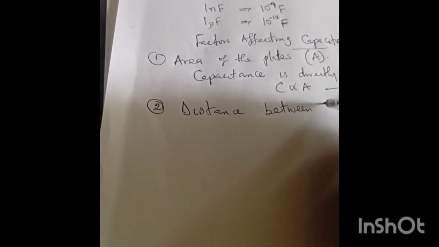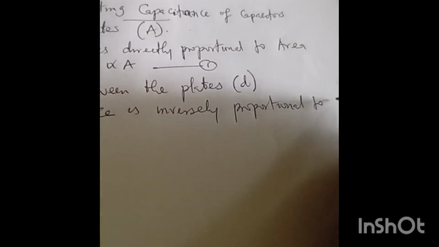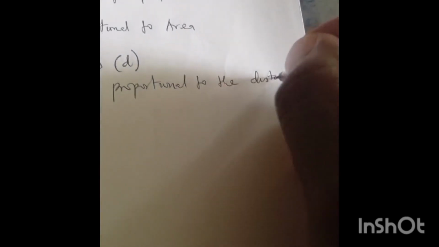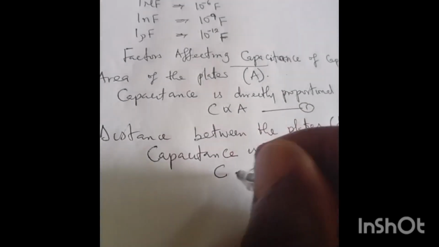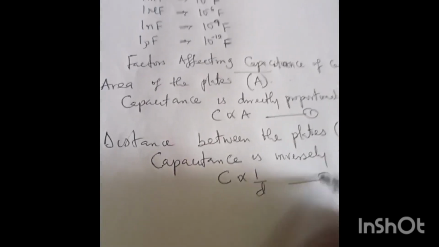between the plates. The distance between the plates is small letter d. How does it affect capacitance? That one is inverse. The higher the capacitance, the lower the distance. It is inversely proportional to the distance. That is, C is inversely proportional to d, equation 2.